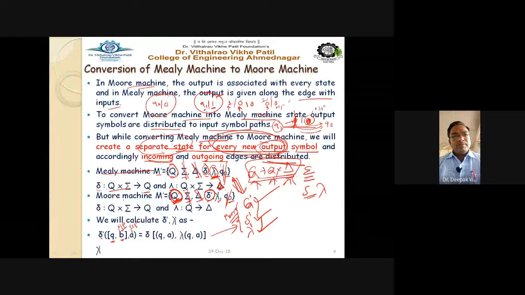So whatever the outputs may be, you have to take them. As per this, we need a separate state for every new output symbol, so that's why qb. So qb is nothing but the state, where b is the output and a is the input. That is equal to delta(q, a) comma lambda(q, a). This is the formula to find out the delta dash transitions.